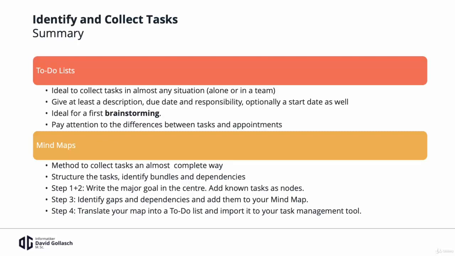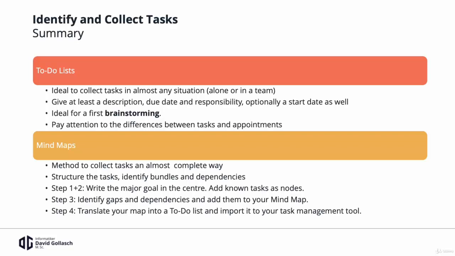The second part, mind maps. They can be used to get a structured overview of the whole project. This is a method to collect tasks in an almost complete way. You structure your tasks in a multi-leveled tree structure in these mind maps. You identify bundles and dependencies between those tasks as cross-tree constraints or cross-tree links.